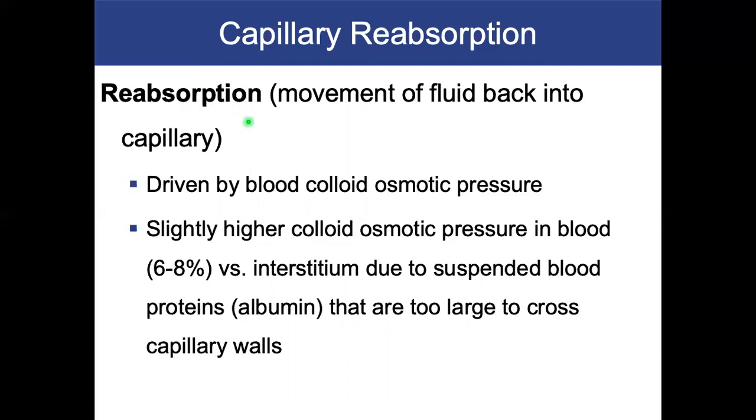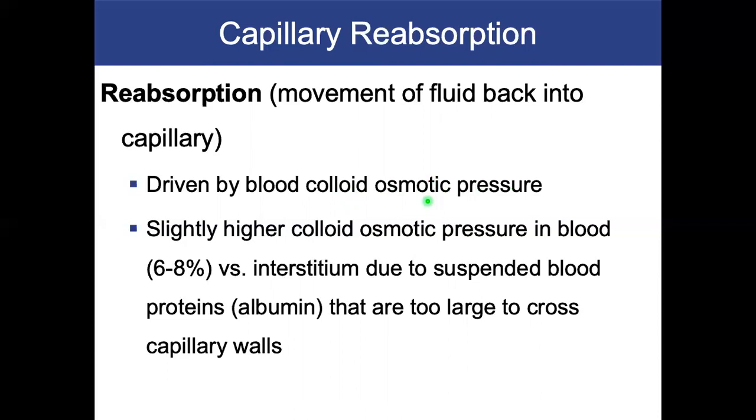How do we get this? It's driven by a different pressure. It's not driven by hydrostatic pressure. It's driven by blood colloid osmotic pressure, right? Break this down. What does it mean? Colloid osmotic pressure. Colloid is the size of the molecule, and it's an osmotic pressure, so it's pressure due to particles. So it's pressure due to particles that are colloid size.